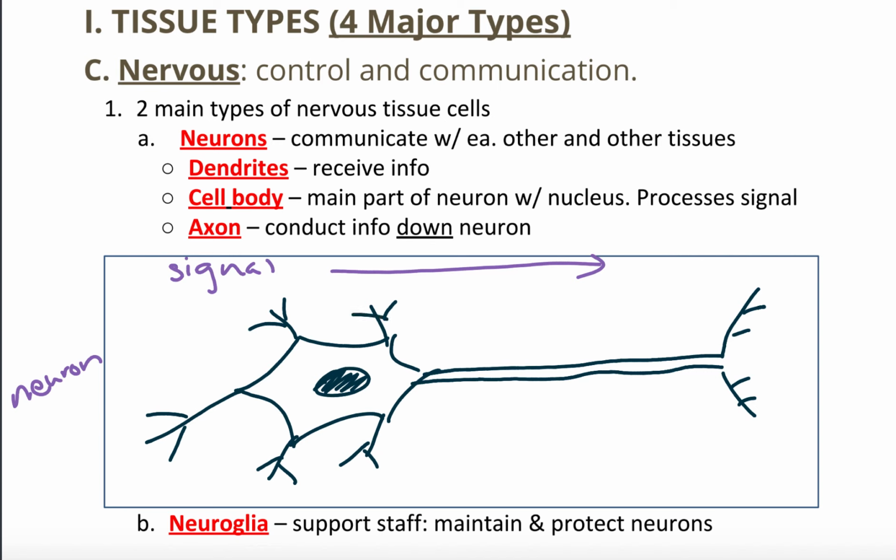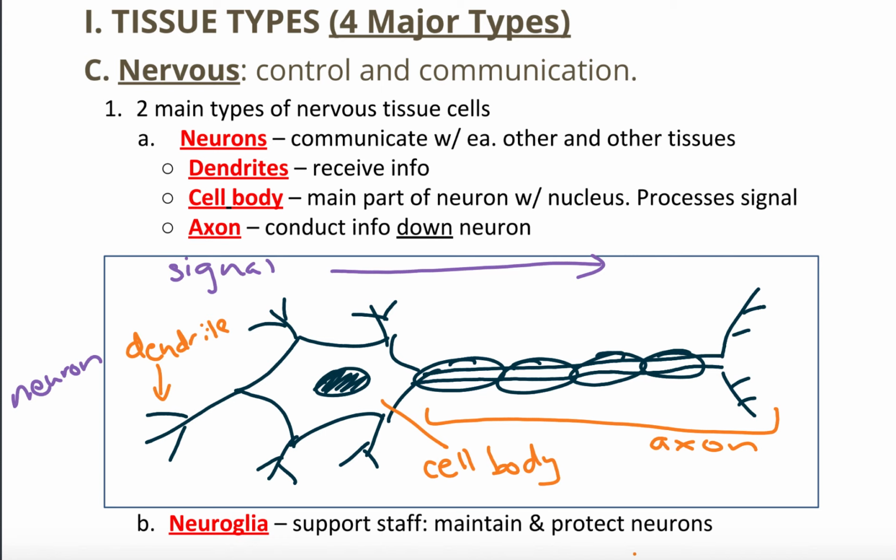Oh, I forgot to draw something, a special structure. So around the axon, you have layers of fat protecting it. So you always have these kind of beads on it. All right, now I'm going to label it. There you go.